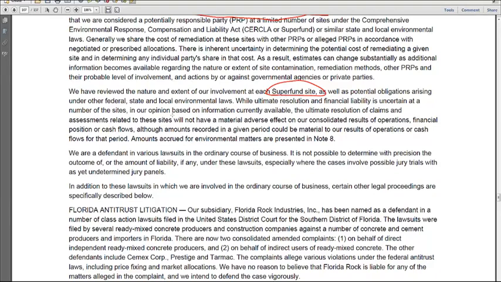And what they say is, based on the information currently available, the ultimate resolution of those claims will not have a material adverse effect on our operations. Now, that's as of what they know right now, but of course things could change and all of a sudden, the Superfund site, they could find even more bad chemicals and this could turn into a big liability at some point in the future. So this is something you want to keep an eye on.